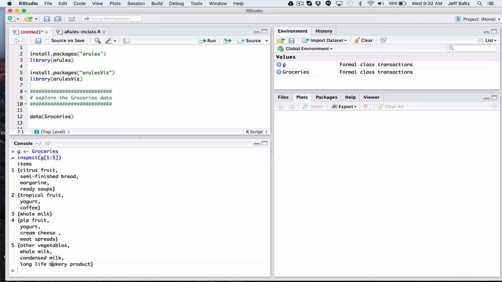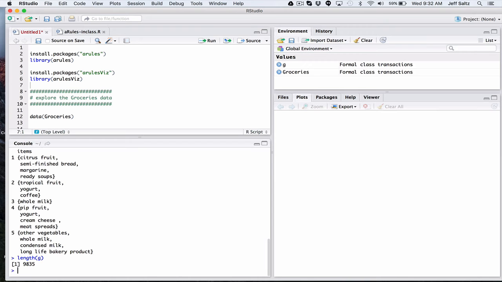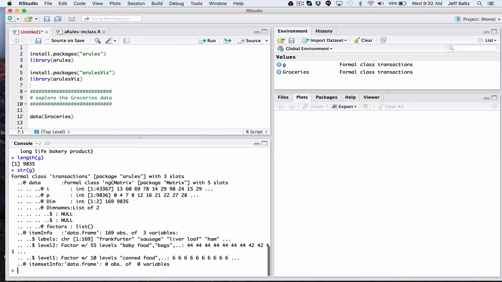We can also take a look at length. Spell it right. So this represents the number of baskets we have, 9,835 baskets. And we can do more generally. Maybe we should have done this first. I can take a look at the structure we have.